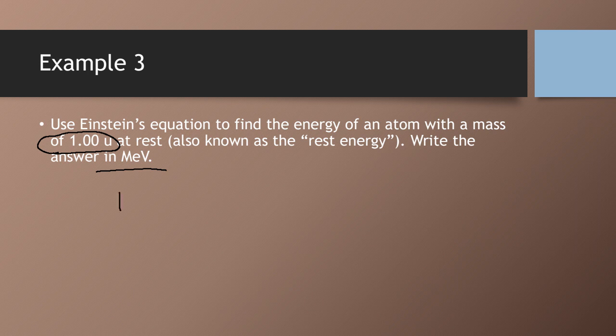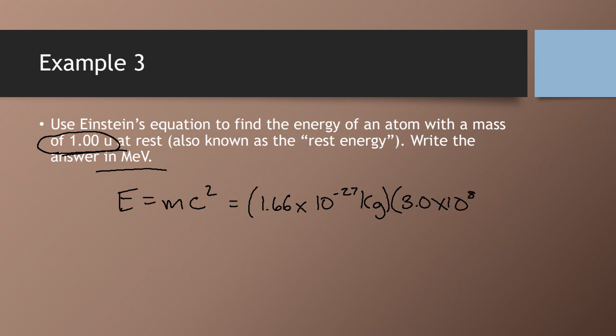So if we use Einstein's equation, and we use the mass of the atom at rest, 1.66 times 10 to the minus 27 kilograms, and we multiply times 3.0 times 10 to the 8th squared, the speed of light squared, we get an answer in joules of 1.494 times 10 to the minus 10 joules.